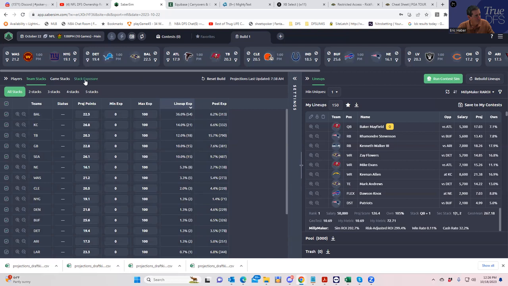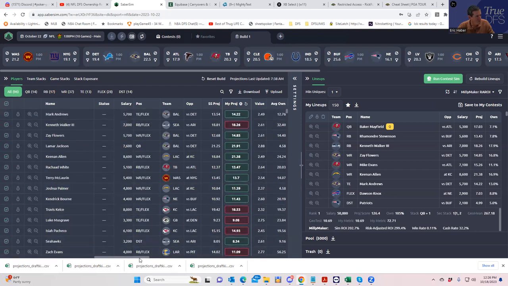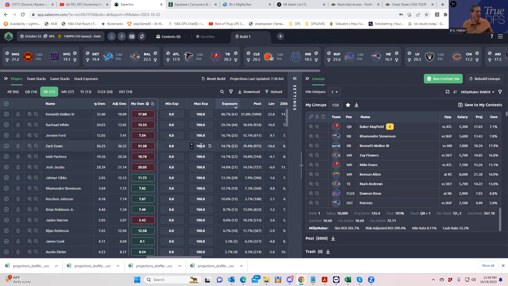And when we're looking at player exposures, we could do it player by player, but I don't think it's as important. Forgetting about the stacks and all that, let's see the one-off running backs. 40% Kenneth Walker, very little Zach Evans. Oh, actually, it's kind of fraudulent because it's not taking the flex position out of here. We'll look at that in a minute. Jerome Ford, 16%. That's pretty healthy.